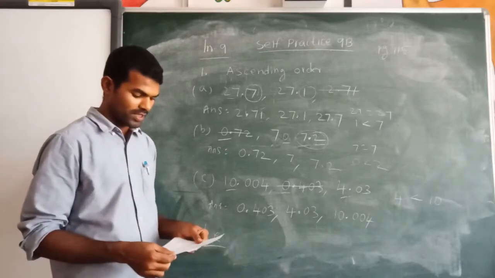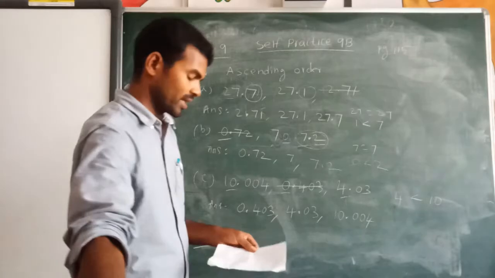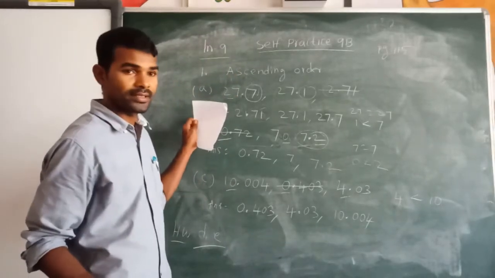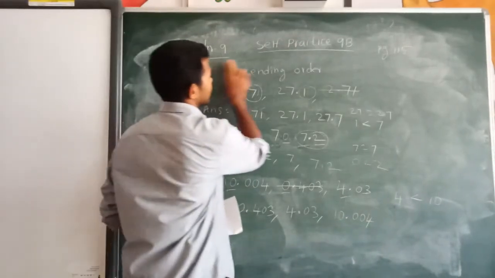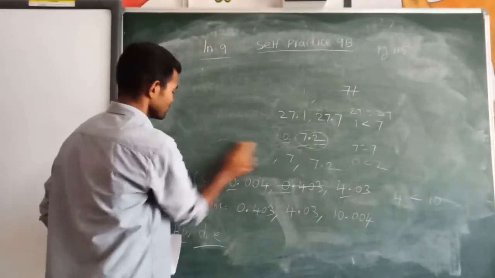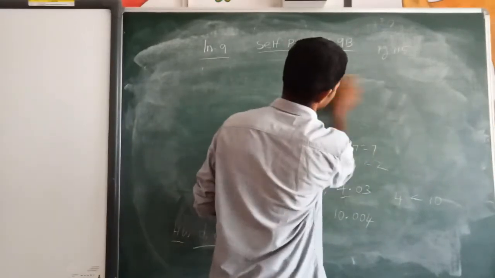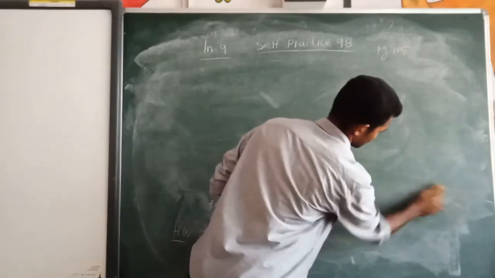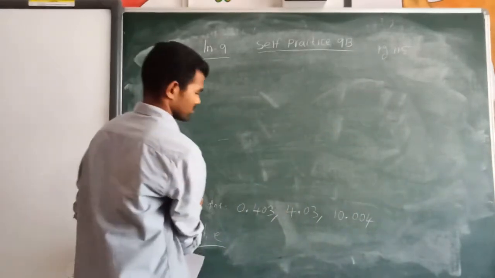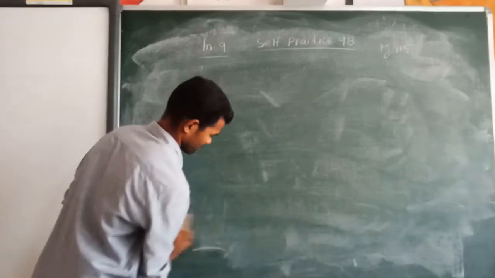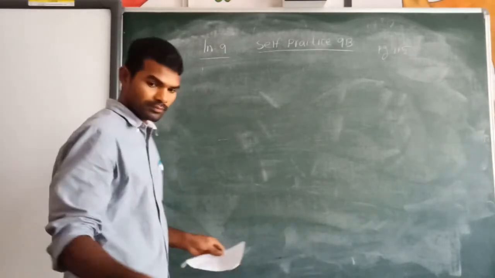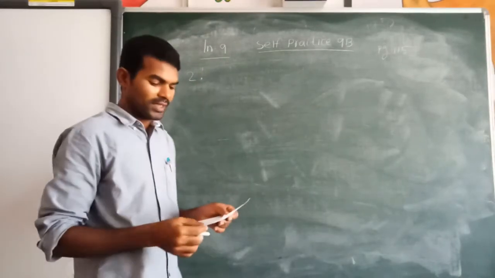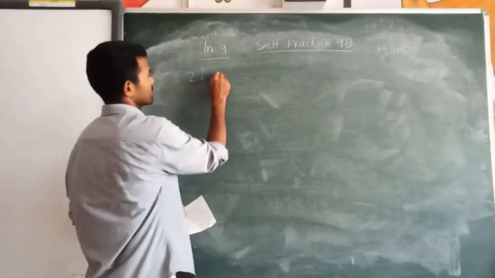Let us go to question number 2 now. Question number 2: write the following decimals in descending order. So this was ascending, and next is descending.